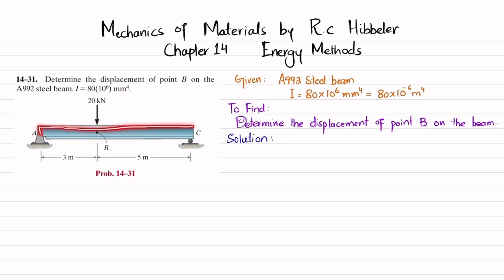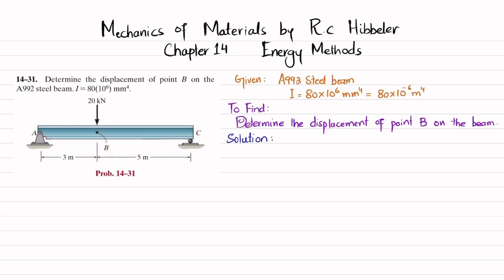So you can see this is a simply supported beam having a point load at point B, which is 20 kilonewtons. There is a pin support at point A and there is a roller support at point C. So due to this load, this beam will deflect like this. So you have to find this vertical displacement of point B. So let's start with the solution.